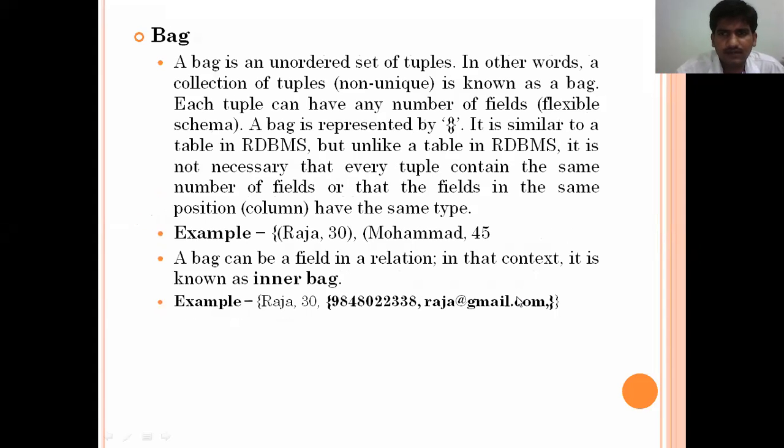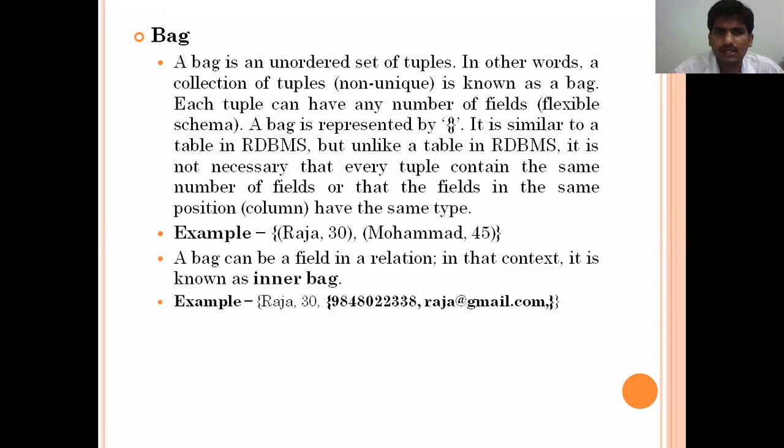Then another one is the bag. A bag is an ordered set of tuples. So the bag is the total: how many columns there are, how many rows there are, the total is called a bag. In other words, a collection of tuples, non-unique, is known as a bag. Here we consider non-unique values also, since later we may sort the data. Before sorting the data, we may have non-unique values also. The total is contained as a bag.